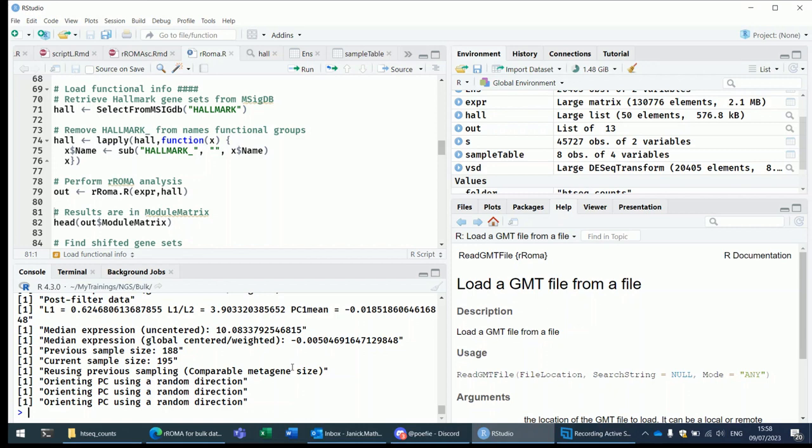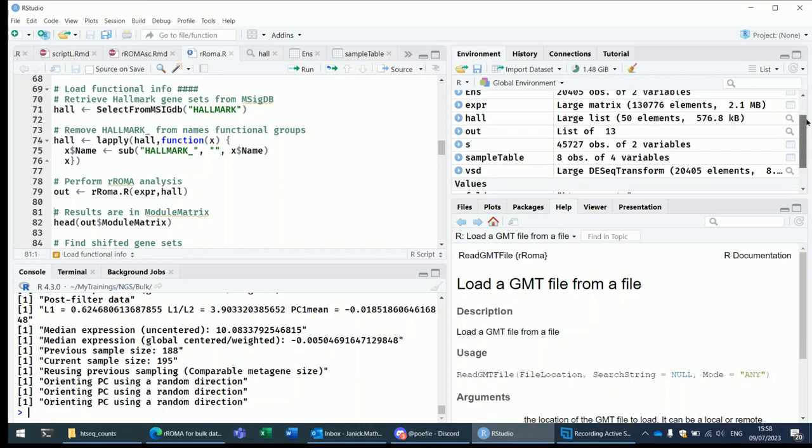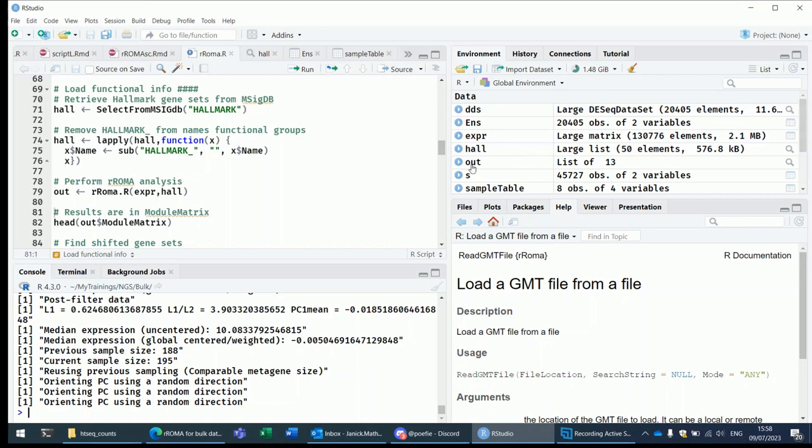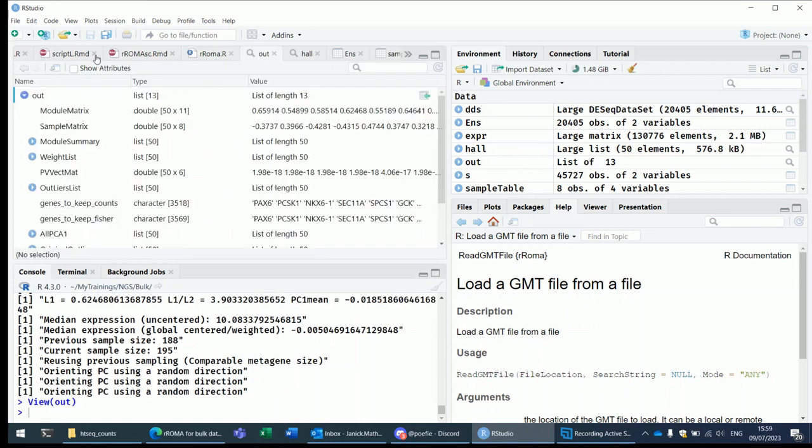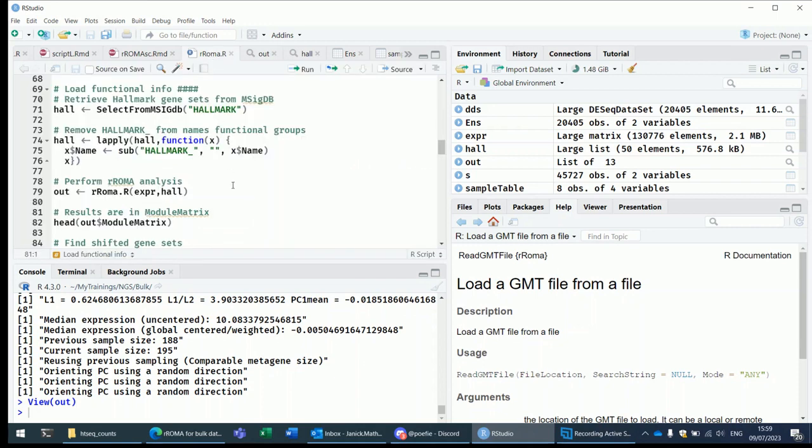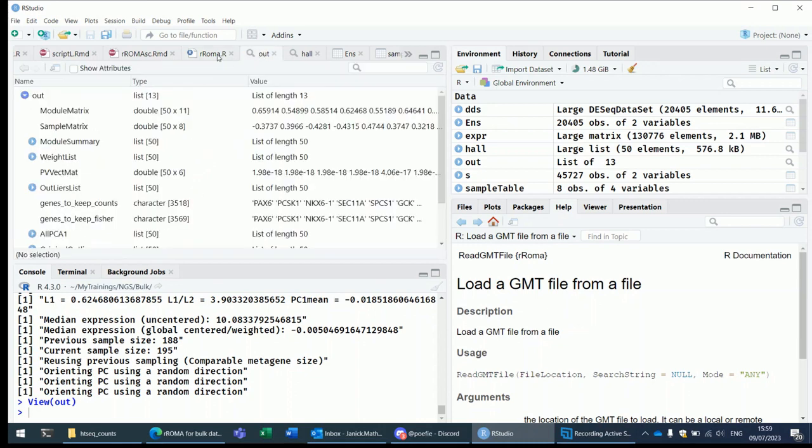In the meantime, he has finished the analysis. So we asked him to generate an output here, and you see that this output is a list with 13 objects. There's a lot of information here. What we need is the object called module matrix. So this one.